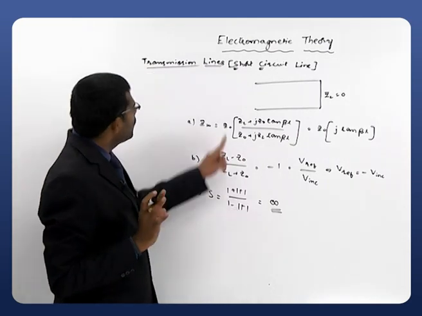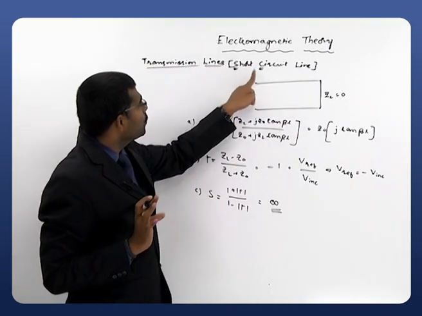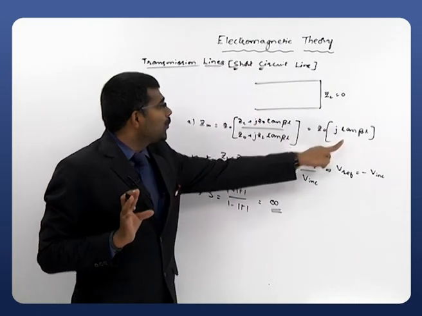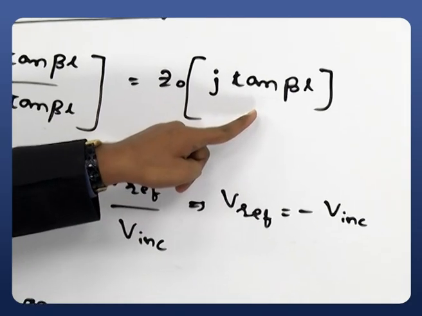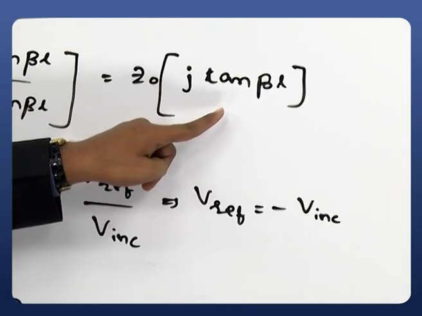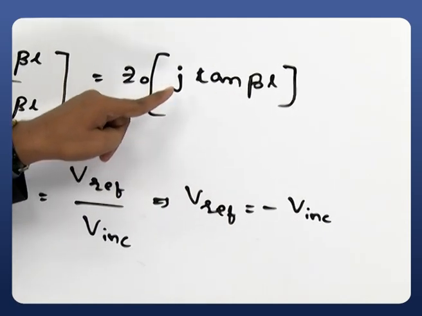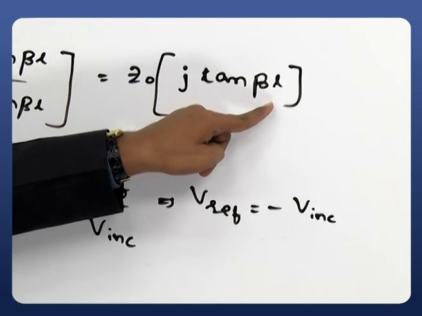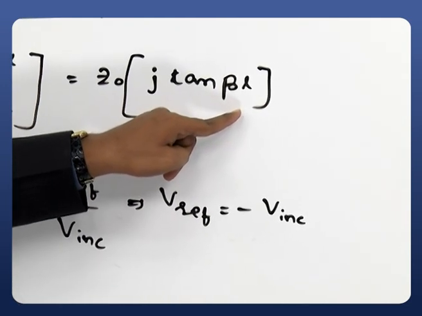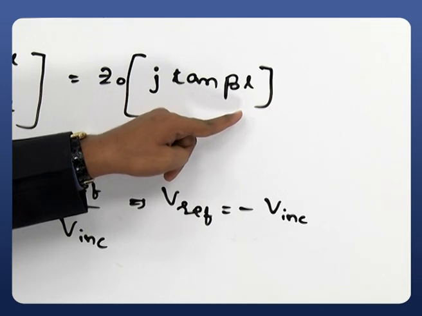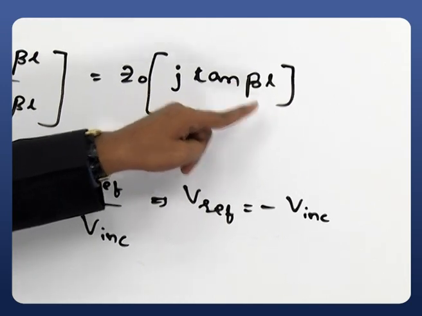So whenever the particular transmission line is short circuited, the input impedance is a pure reactance. Clearly remember, there is no resistance, there is no real part here, it is only the imaginary part, that's a pure reactance. This reactance also depends upon beta L, the electrical length of the transmission line. So based on that only we decide whether it is a capacitive or inductive load.